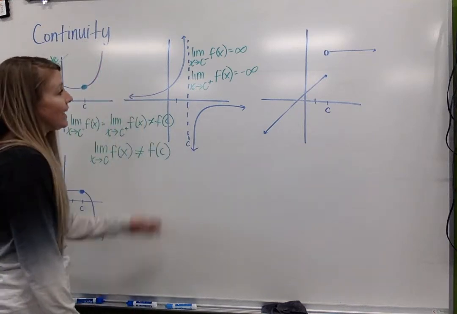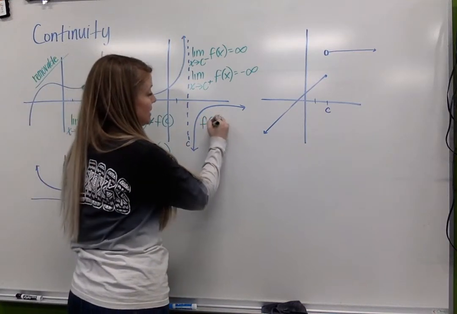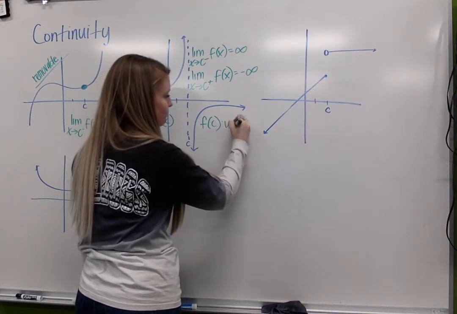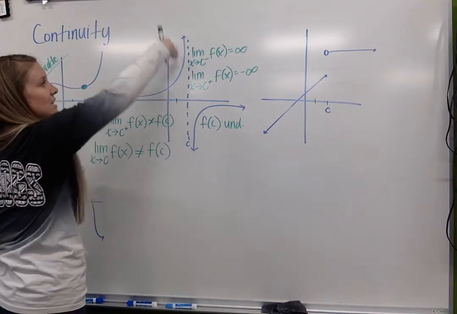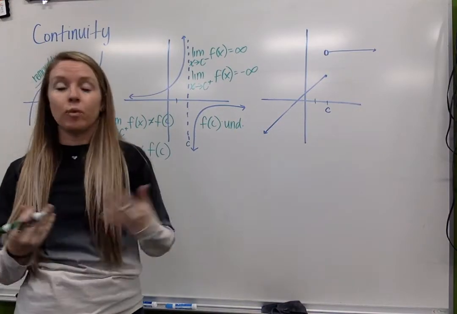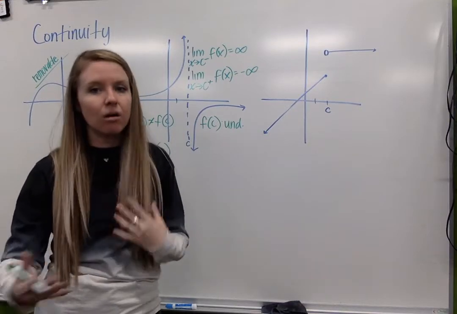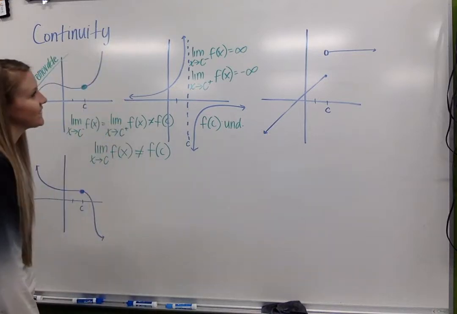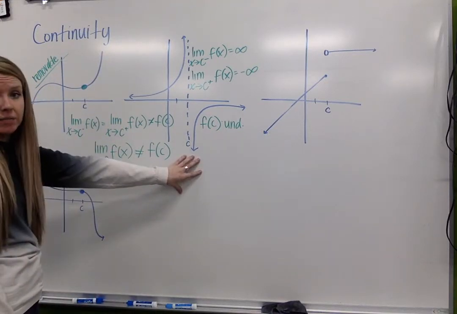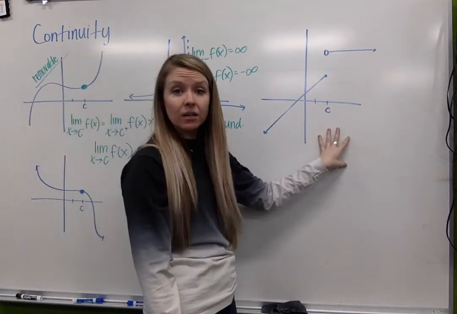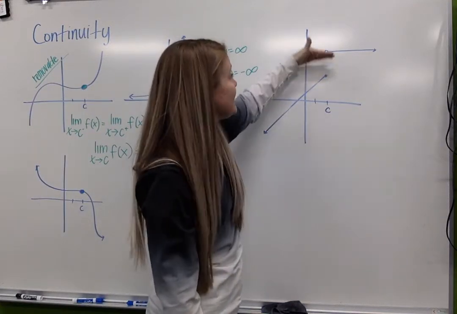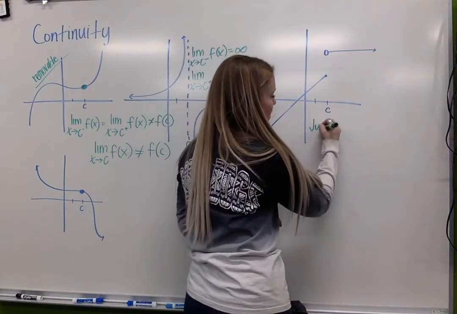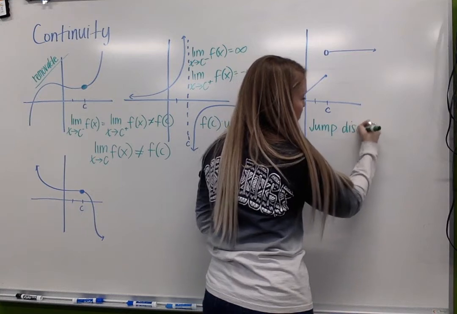And here, our f(c) is undefined. There is no value here because we have an asymptote. That could be dividing by 0, or mostly that's dividing by 0. This is another discontinuity. Over here, we have a new discontinuity. Here we see a gap, literally a jump in the graph. So this is a jump discontinuity.